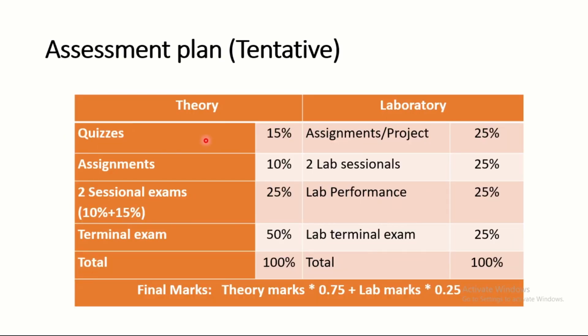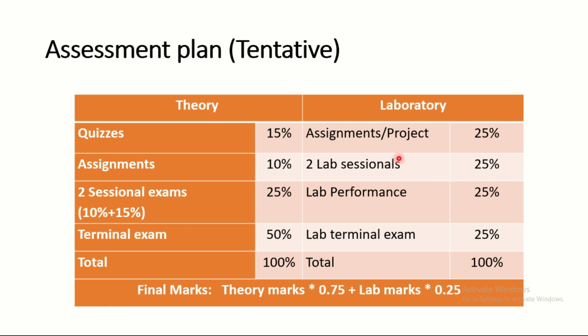Here we have the tentative assessment plan. As you all know, we have quizzes, assignments, 2 sessionals, sessional 1 and sessional 2, and then we have the terminal exam. 15% marks are assigned to quizzes, then the weightage of assignments is 10%. The combined weightage of the 2 sessional exams is 25%, where 10% marks are given to sessional 1 and 15% marks are given to sessional 2, while the weightage of the terminal exam is 50%.